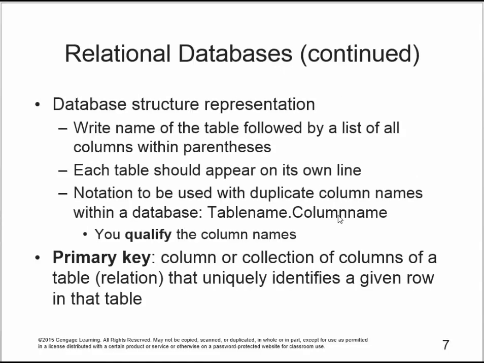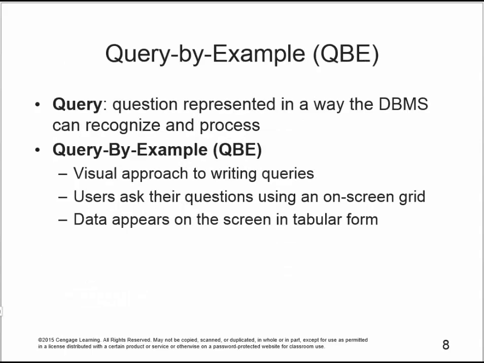In a relational database, your database structure is going to be represented by writing the name of the table, followed by a list of all the columns, and those will be in parentheses. Each table should appear on its own line. And then each table is also going to have its own primary key, which is a column or collection of columns of a table that uniquely identifies a given row in that table. And you learned all about that in the last couple weeks.